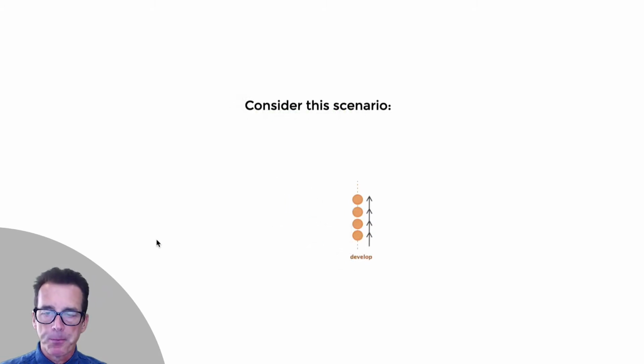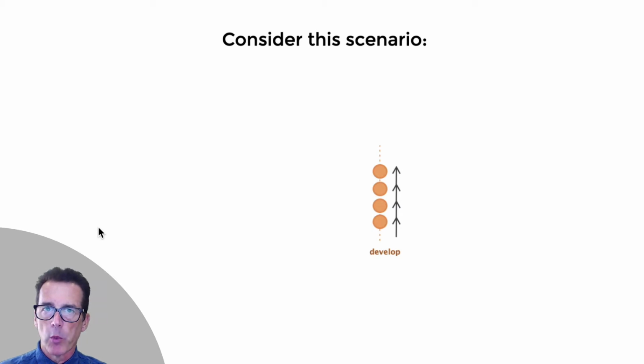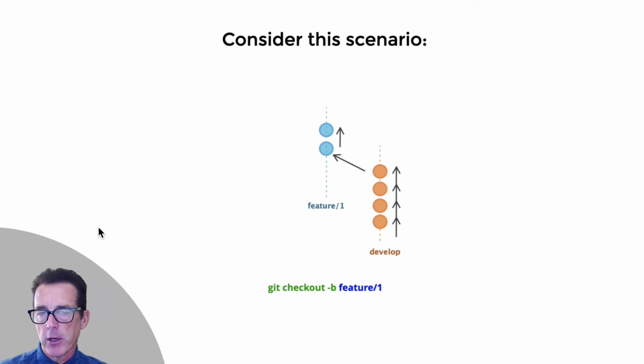Consider this scenario. The develop branch has 4 commits, and we want to work on feature number 1. So we'll use the git checkout command to create a branch feature/1. Now, while we're working on this feature, we add 1 or more commits, and things are looking good. Before we finish feature number 1, however, we decide to start working on feature number 2.